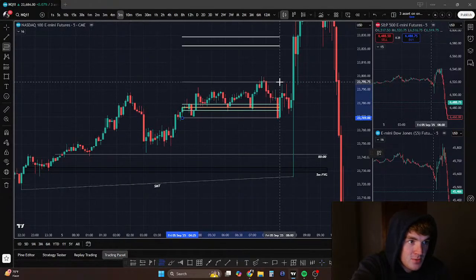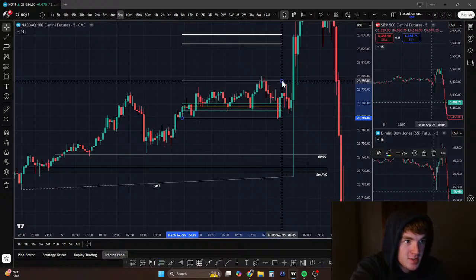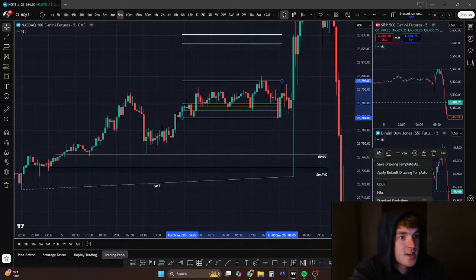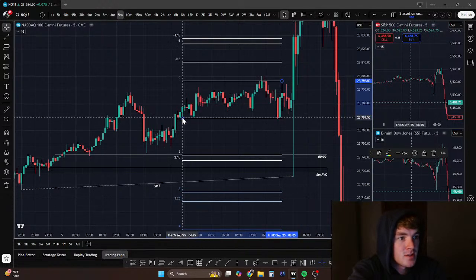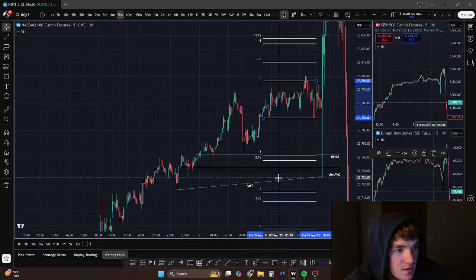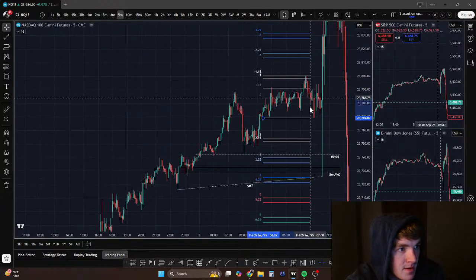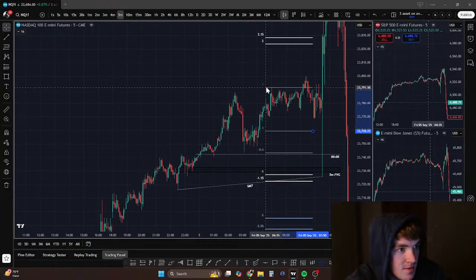So if we measure out this range, range projections. What's range projections? Basically, you just take the accumulation range and you just measure out projections. And I need to mark this out.